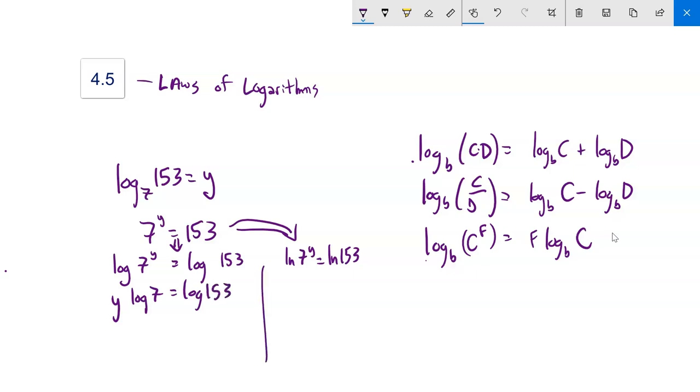153. And notice if I did that over here, I'd have y times natural log of 7 equals natural log of 153. And now log 7 is just a number. I could actually do that on my calculator. And log 153 is a number too.